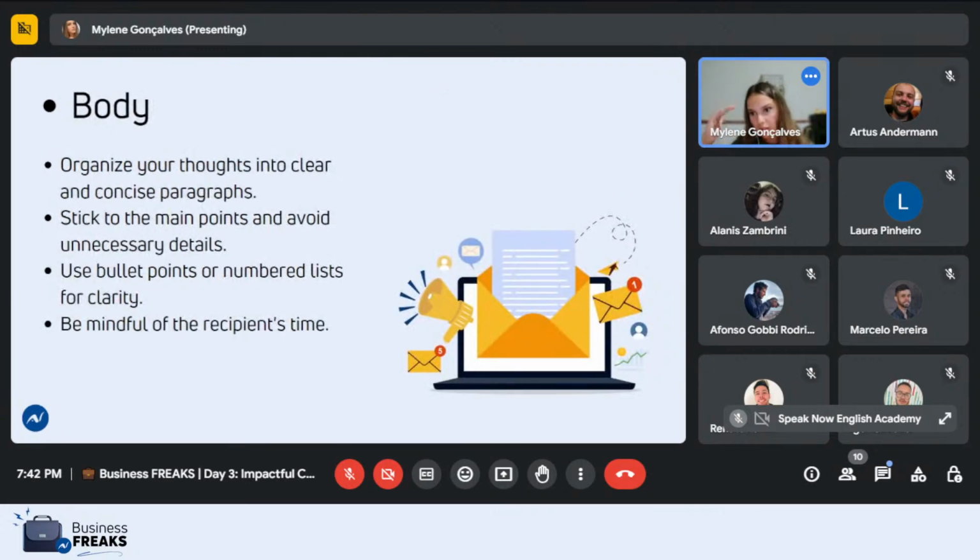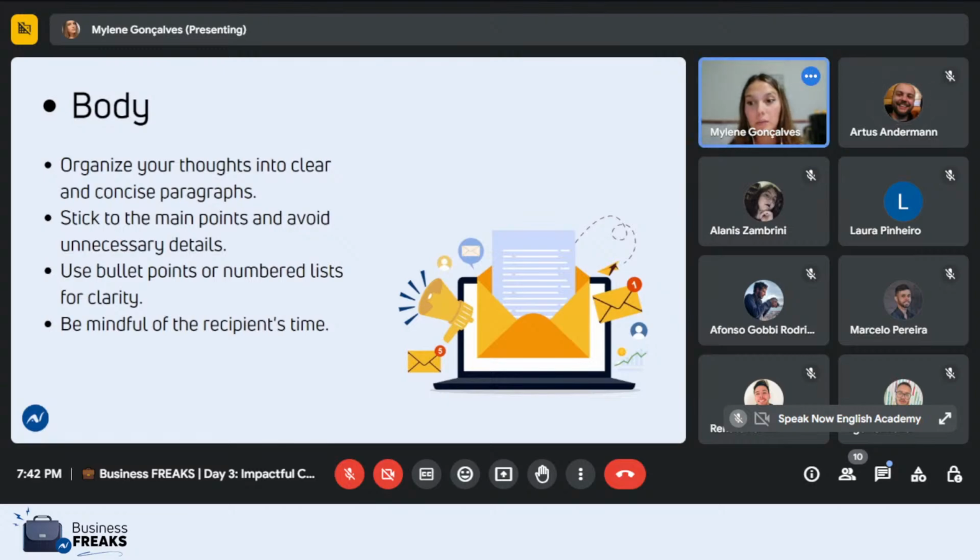And the body of the email. The body is where the really important information goes. What are you going to be addressing in the email, and how is this going to be addressed? That's really important in the body of the email. So, Atus, would you like to read, please? Yep. Organize your thoughts into clear and concise paragraphs. Stick to the main points and avoid unnecessary details. Use bullet points or numbered lists for clarity. Be mindful of the recipient's time.